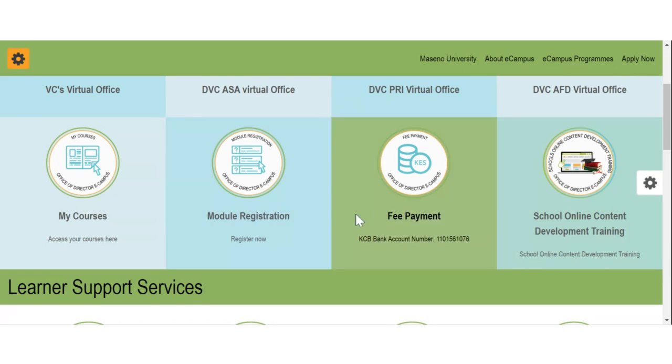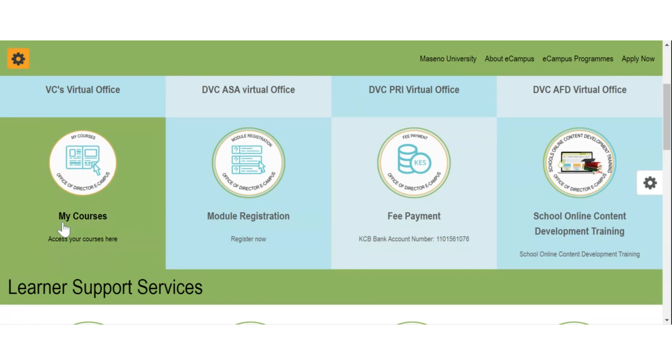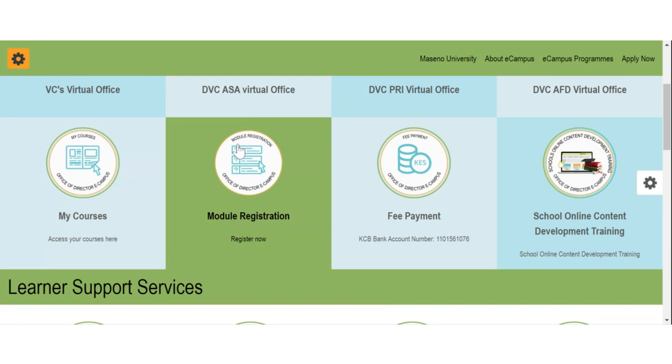For our students and even for the users on the site, they want to be able to go straight to the courses that they are teaching or learning. So we have created a quick link to my courses. Module registration is for the students. Before our students are able to be enrolled into courses, they need to register for the modules, then we move them into the courses they are learning. Fee payment is for the students.